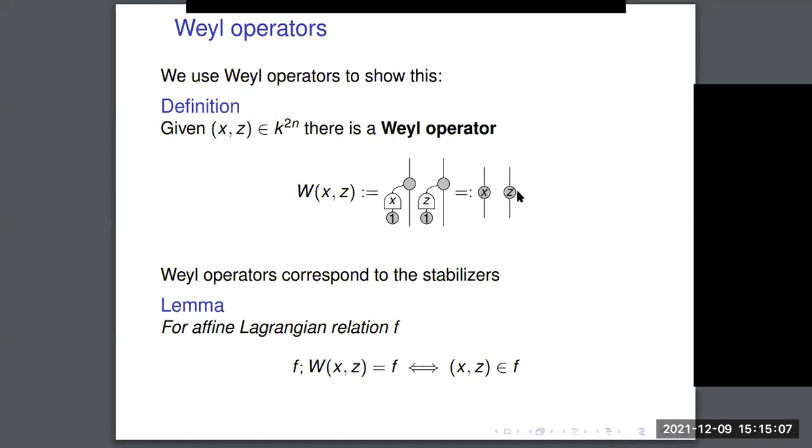My question is more about this composition below of f with the Weil operator. I can imagine how you generalize the Weil operator to a bit string of values instead of just a single value. But f is a relation, so it should take k to the 2n as input and then output k to the 2m. So how can you say (x, z) is in f? Don't you need to have a pair of things?